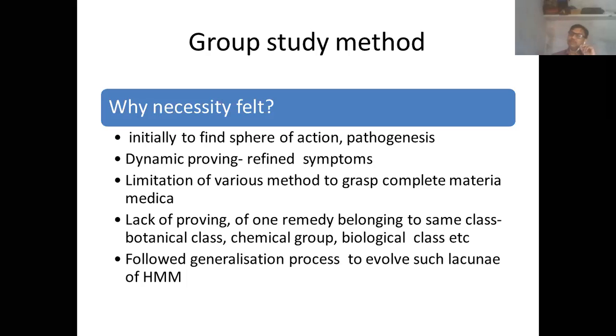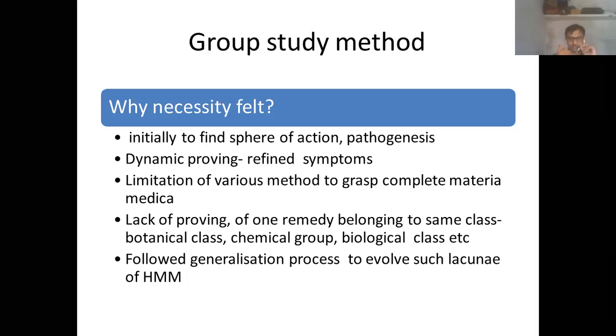So these are all examples of what? Generalization. That means application of one important proven fact to the general population, for example, given in this remedy of snake. So the information was only available for the one remedy, but that has been generalized, applied to the whole group. And so this is again one more point of necessity, why the necessity was felt for this group study method.